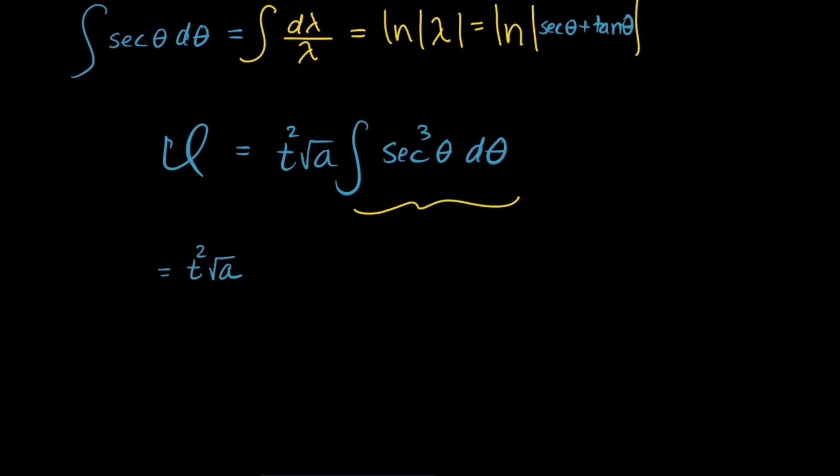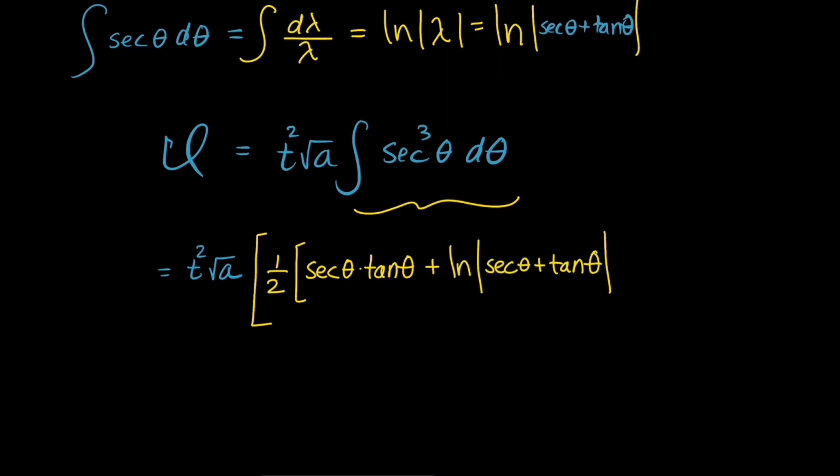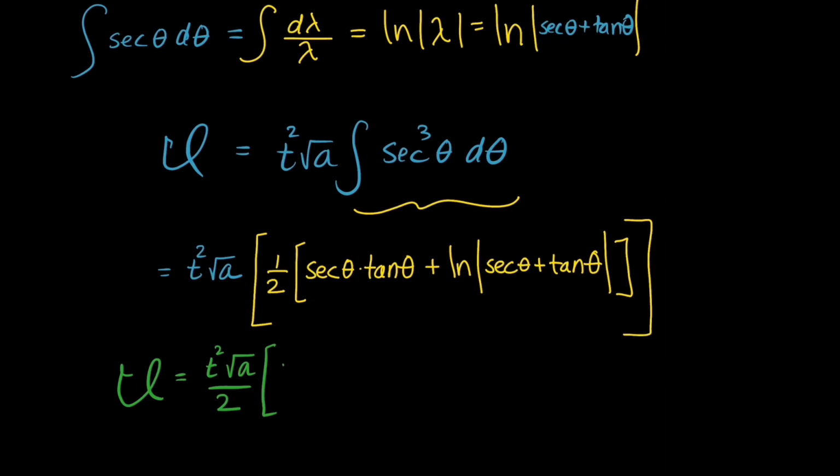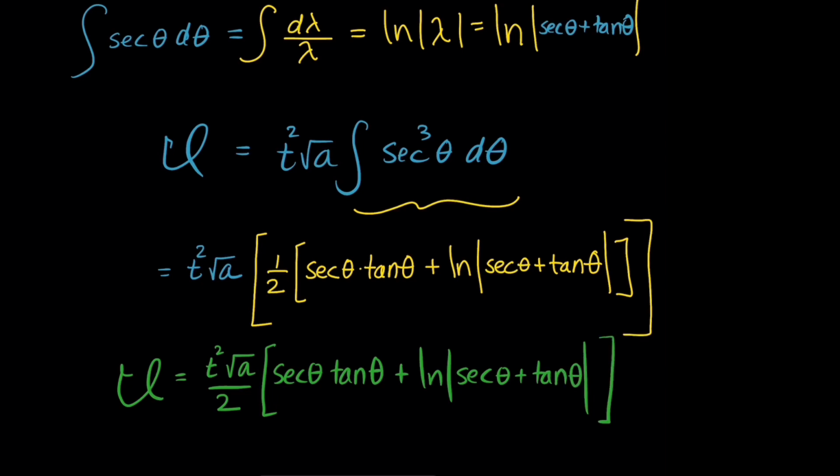So now I is equal to t squared square root of a, and substituting in for the secant cubed integral, we get 1/2 secant theta tan theta plus natural log of the sum of secant and tan theta. It's a mouthful to say it every time, so here I'll just shorten it up. So I is equal to this constant, we'll pull the value of 1/2 out of there, secant times tangent plus the log of secant plus tangent. Now all it takes is a little bit of back substitution, and actually we're going to have to work out secant theta and tan theta using a little right triangle trigonometry.